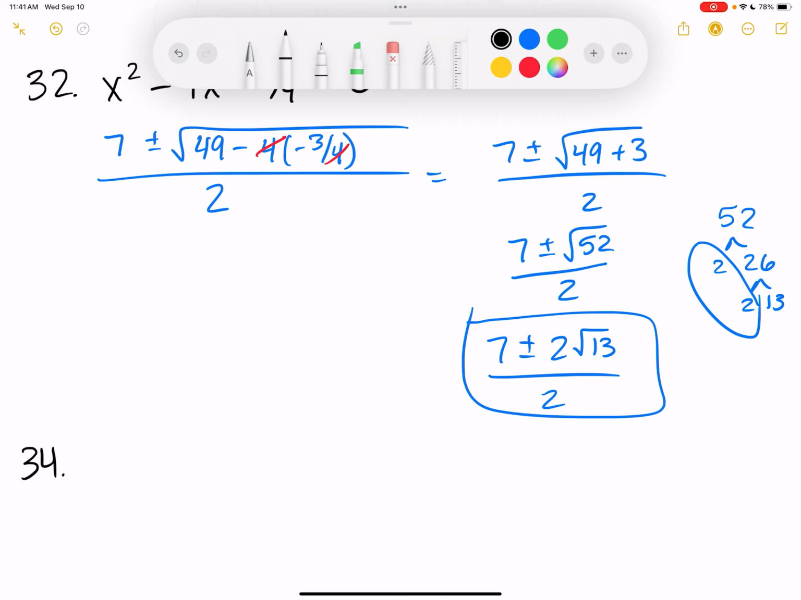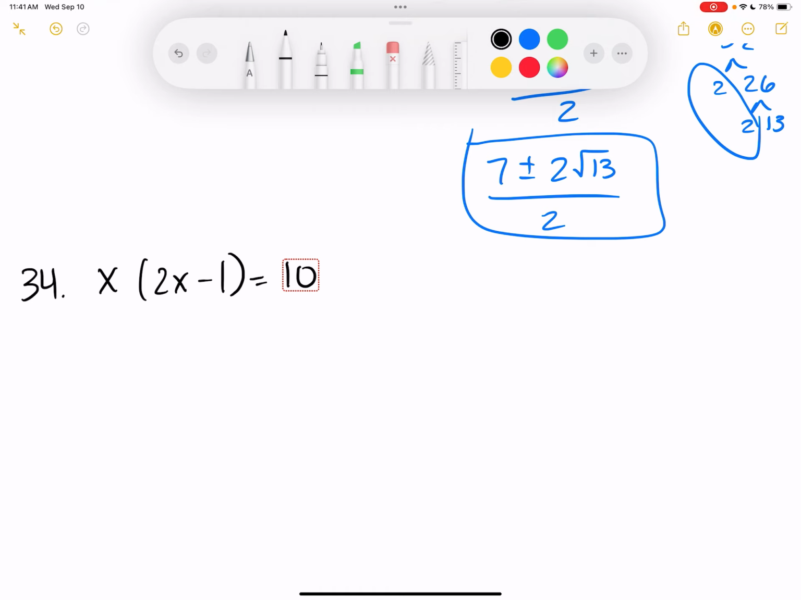x times 2x minus 1 equals 10. What do we think I should do with this one? Distribute's probably a smart option. So 2x squared minus x equals 10. Move the 10 over. Okay. Now what? So negative 4 and 5, or negative 5 and 4.